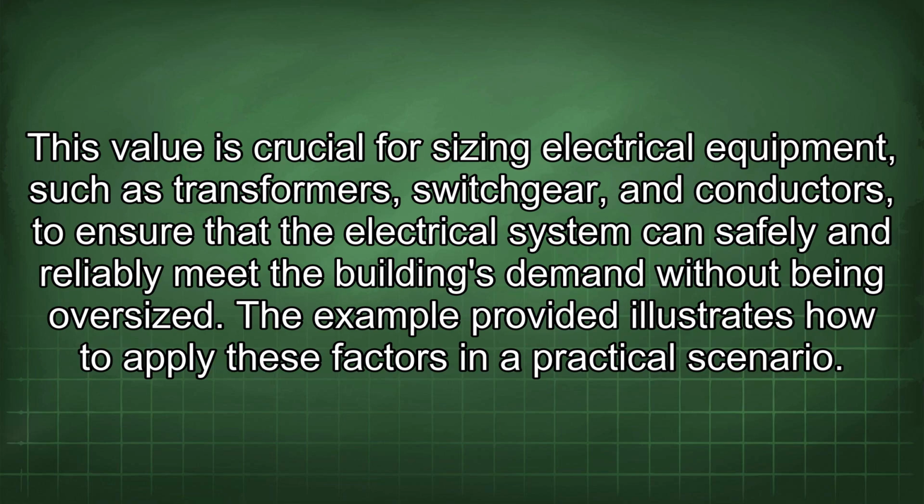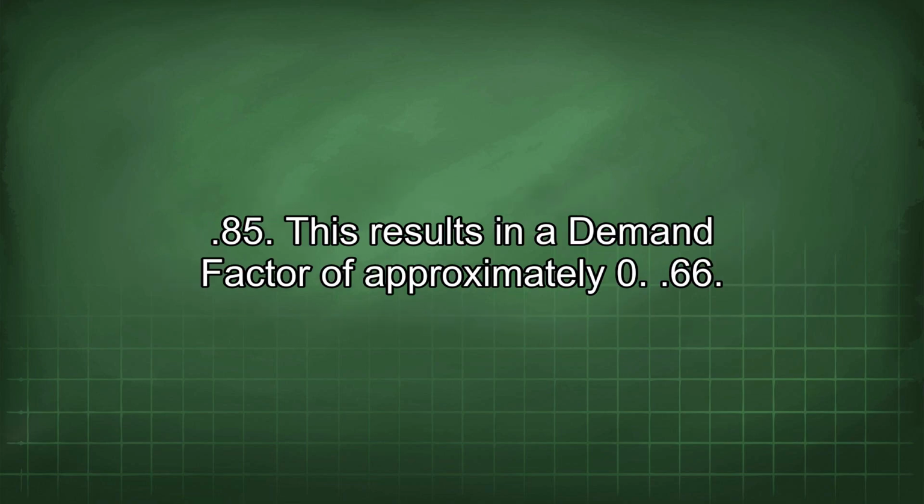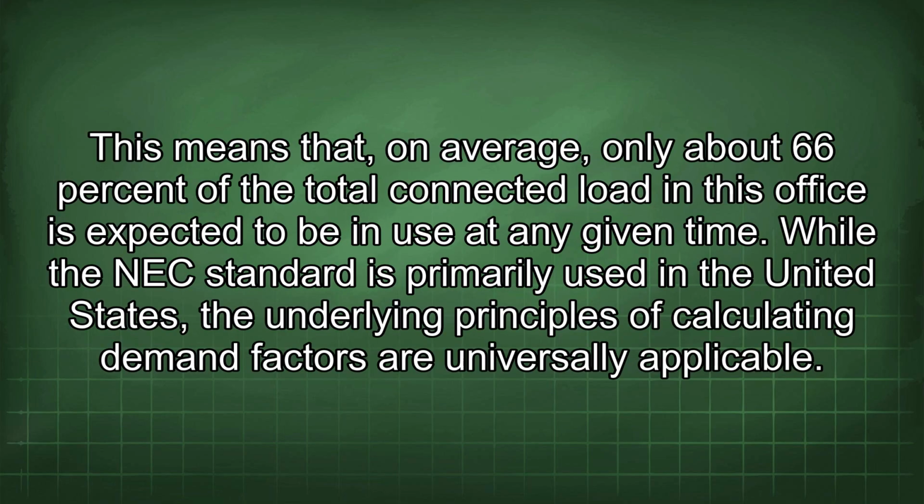The example provided illustrates how to apply these factors in a practical scenario. For an office on the middle floors, zone 2, the calculation involves multiplying the zone multiplier of 1.10, the end-use multiplier of 0.75, and the diversity factor of 0.85. This results in a demand factor of approximately 0.66. This means that, on average, only about 66% of the total connected load in this office is expected to be in use at any given time.